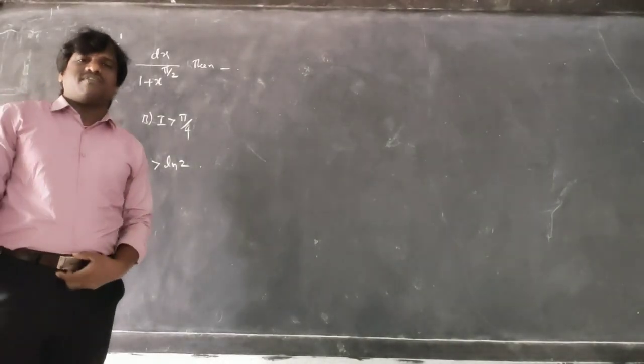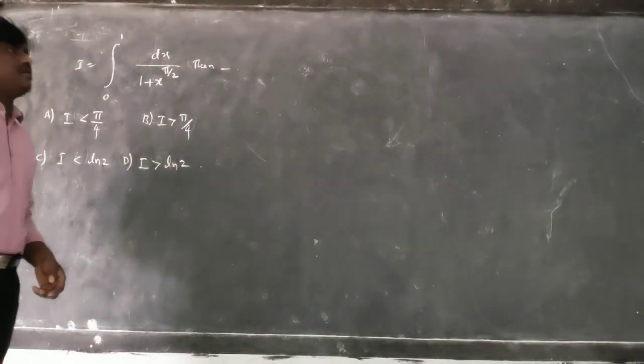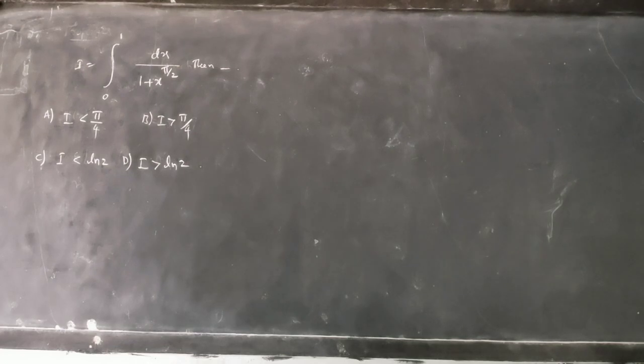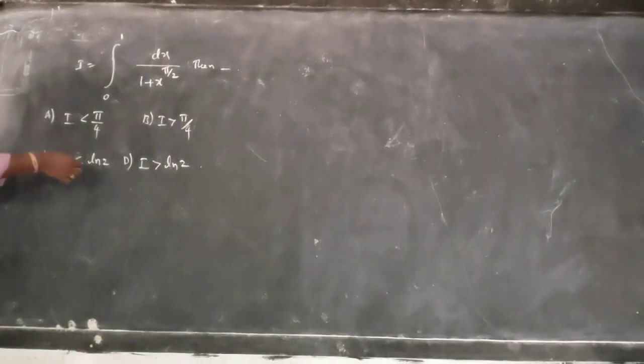Based on property 1, let us see this question. Based on the property, I is equal to the integral from 0 to 1 of dx upon 1 plus x power pi by 2. Then what is the answer? Options A, B, C, D are given.